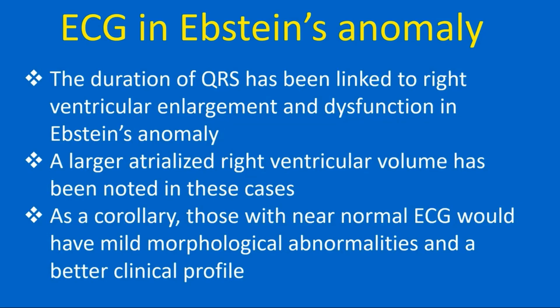The duration of QRS has been linked to right ventricular enlargement and dysfunction in Ebstein's anomaly. A larger atrialized right ventricular volume has been noted in these cases. As a corollary, those with near-normal ECG would have mild morphological abnormalities and a better clinical profile.